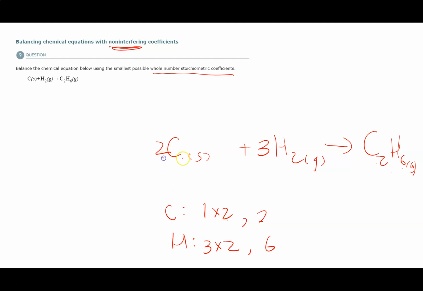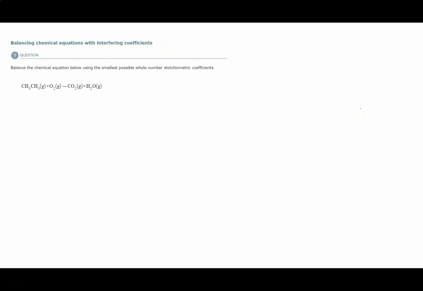2 carbons on the left, 2 carbons on the right, 3 times 2, 6 hydrogens on the left, 6 hydrogens on the right. It was pretty easy. So 2, 3, 1. Note that you don't put the 1 in. That's considered to be incorrect.